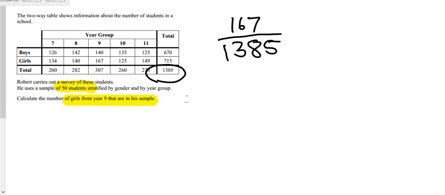Now, we need to represent the same fraction in our sample. We need to use this fraction and times it by the amount of people in our sample, and so we're doing a sample size of 50. So this is what I'm going to type into my calculator. Okay, so I'm going to do 167 times 50 over 1,385.